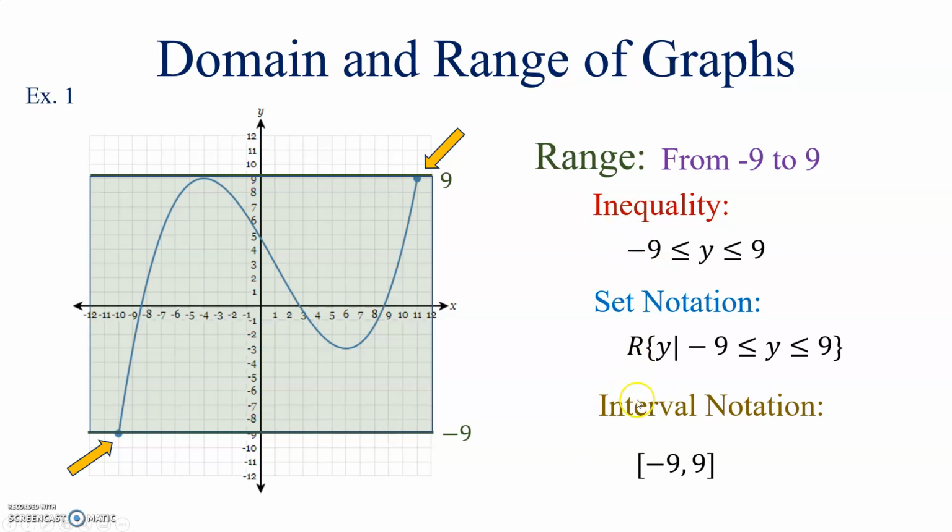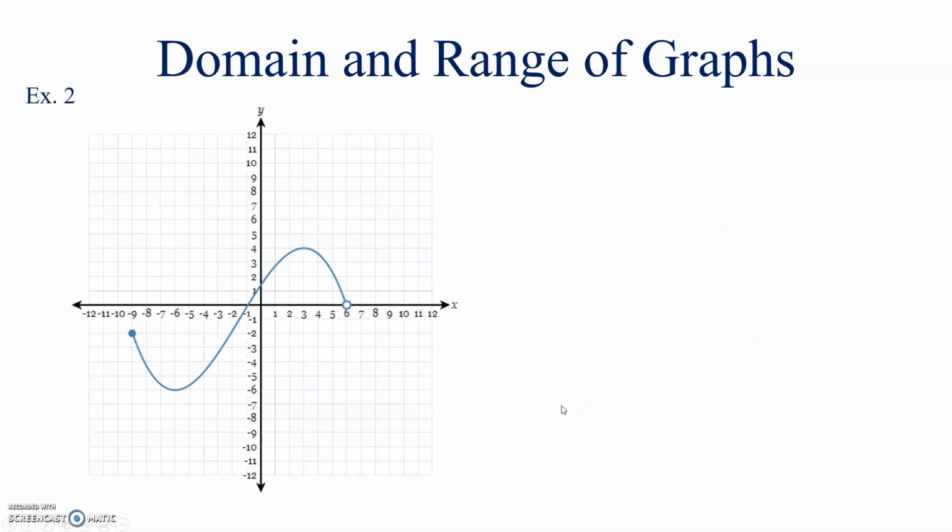Now, the three different forms that I'm showing are just so that you can be familiar with all three different ways of writing both the domain and range. You would typically not use all three. You would just pick whichever fits you. So let's look at another example.